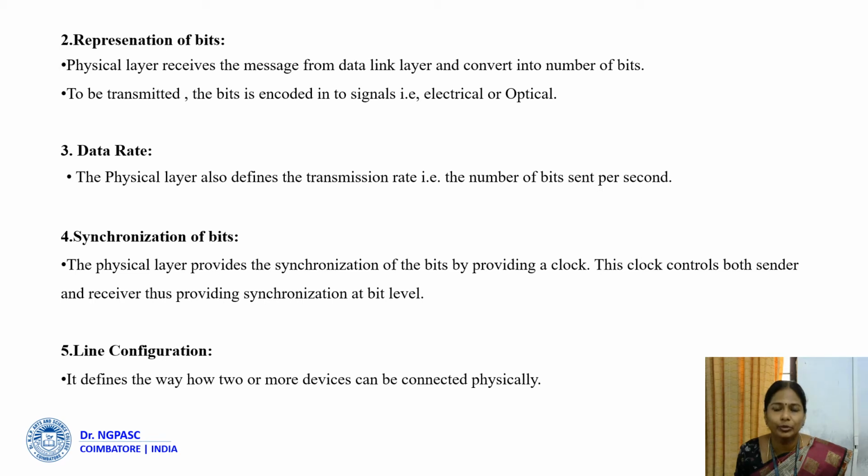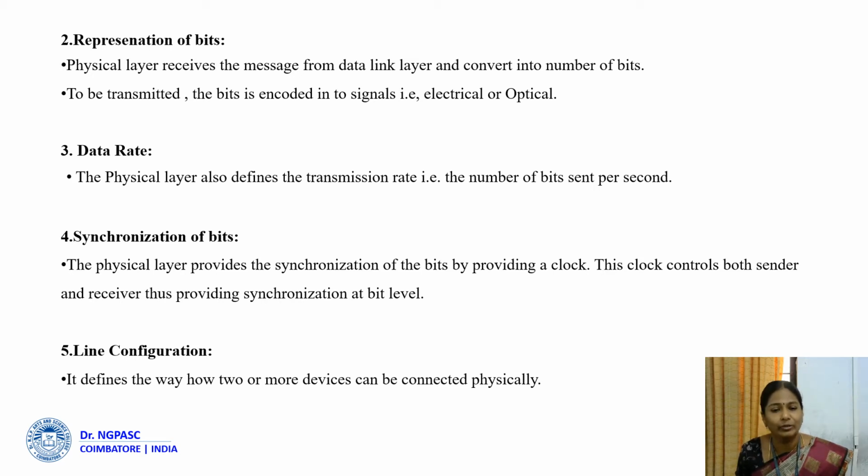Next, we move to the data rate. The physical layer also defines the transmission data rate, that is, the number of bits transmitted per second. With the help of the data rate, you can calculate the speed, how much speed is needed to transfer the data from source to destination. Next, we move to synchronization of bits. Synchronization of bits means the sender and the receiver must be synchronized at the bit level. In other words, the receiver and the sender must be synchronized at the clock.